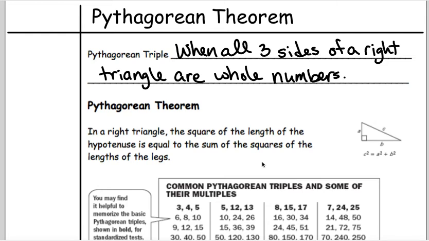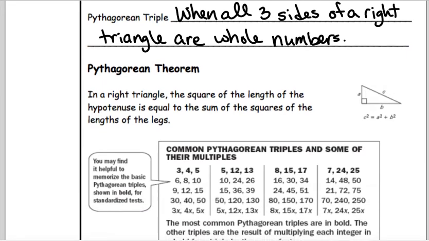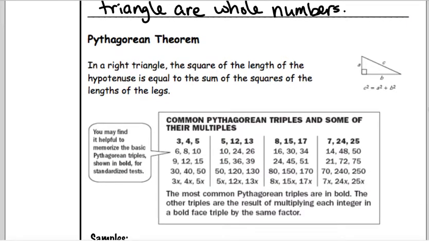A Pythagorean triple is when all three sides of a right triangle are whole numbers. Pythagorean triples will come in handy. It saves you from having to do the Pythagorean theorem to solve for a missing side if you notice that two of the sides that you're given are two of the sides in a Pythagorean triple.